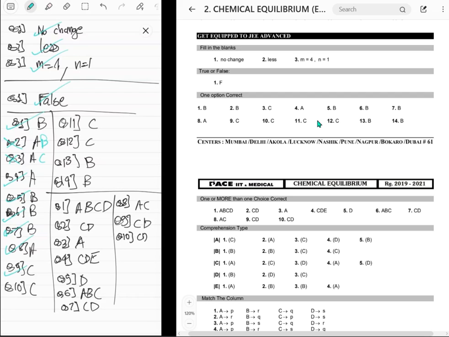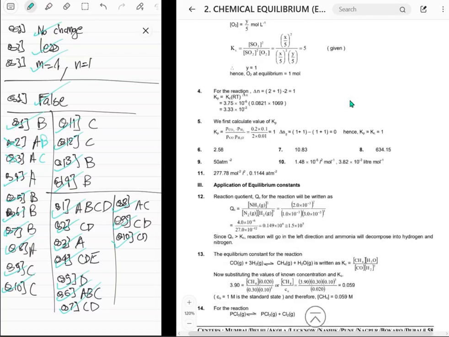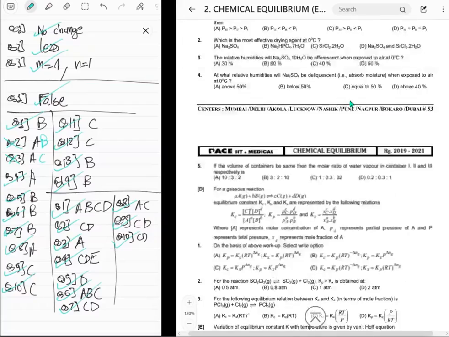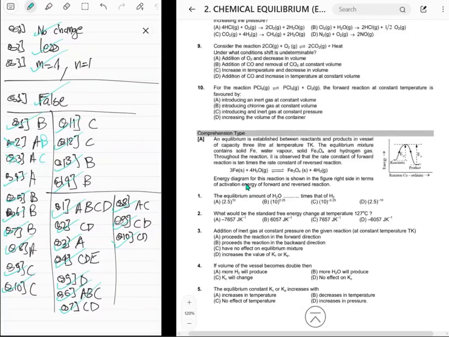9 C. C. 11 C. 12 also C. Okay, 13 is B. 14 is B. Then A, B, C, D. Yeah, okay. C and D. A. Okay, cool. C, D, E. And then C, D, and then A, C, and then C, D, and then C, D. Yes, that's cool. So only question number 2 and question number 3 are wrong. Let's see what went wrong over there. Question number 2, question number 3. Go up.